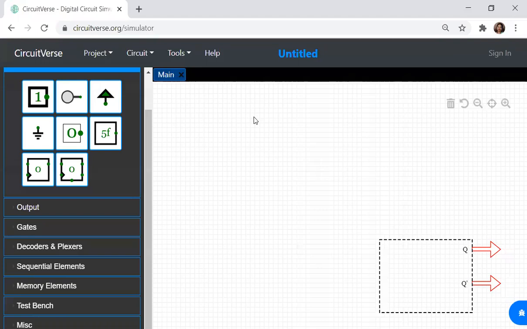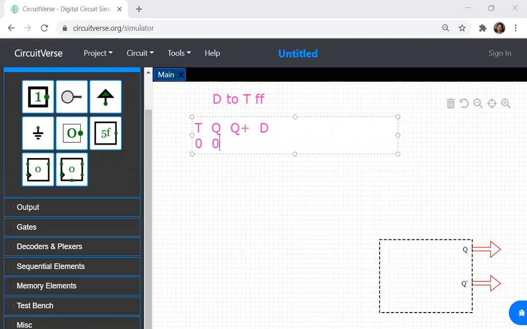So the next conversion we have is D to T flip-flop. Now when we do the D to T flip-flop conversion, the inputs will be T and Q, Q plus, and the output is D. So I'll be having only D. We clearly know there are 2 inputs, so we'll be having 0 0, 0 1, 1 0, and 1 1.